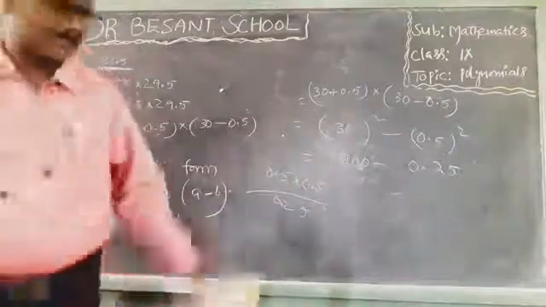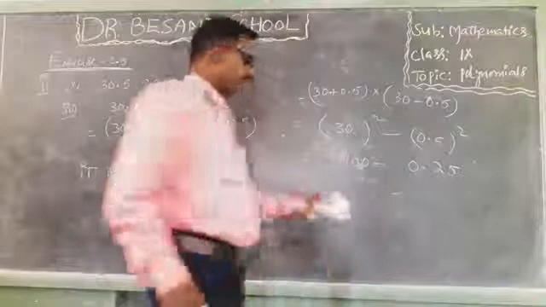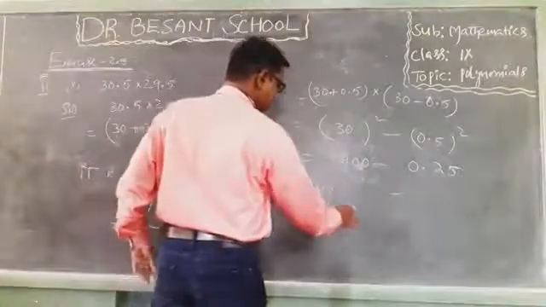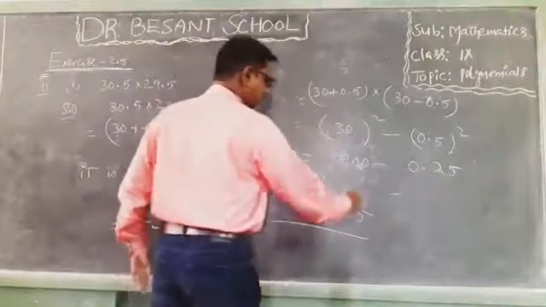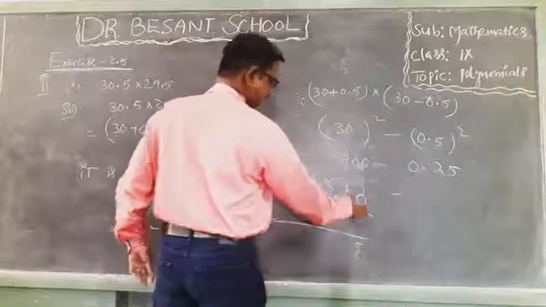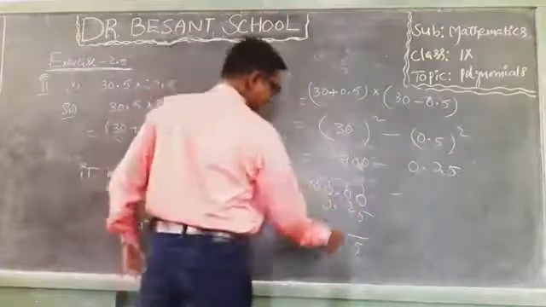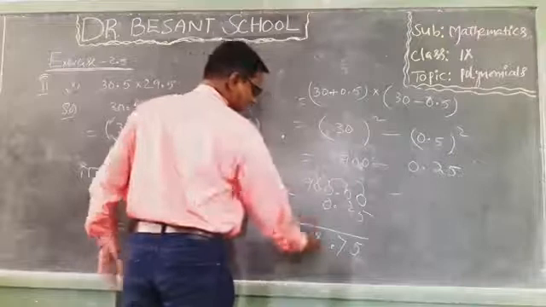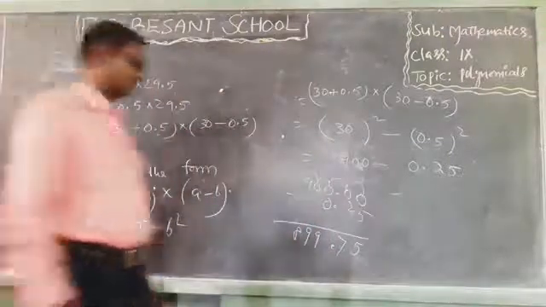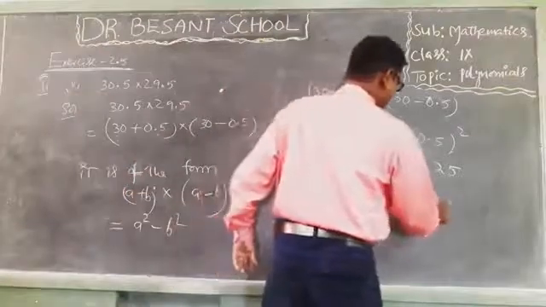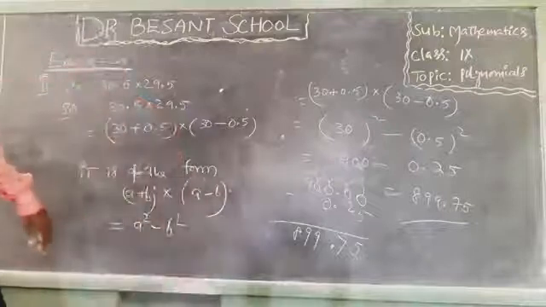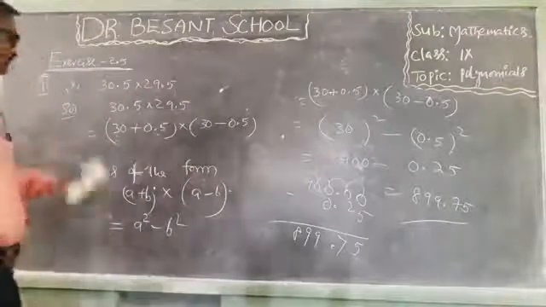See, children, 900 minus 0.25. Point after keep zeros. Borrow 1, borrow 1, borrow 1. 10 minus 5 is 5. Still 9 will be there, 9 minus 2 is 7. Again 9 will be there, again 8 will be there. 899.75. Did you understand, children? 900 minus 0.25 comes as 899.75.